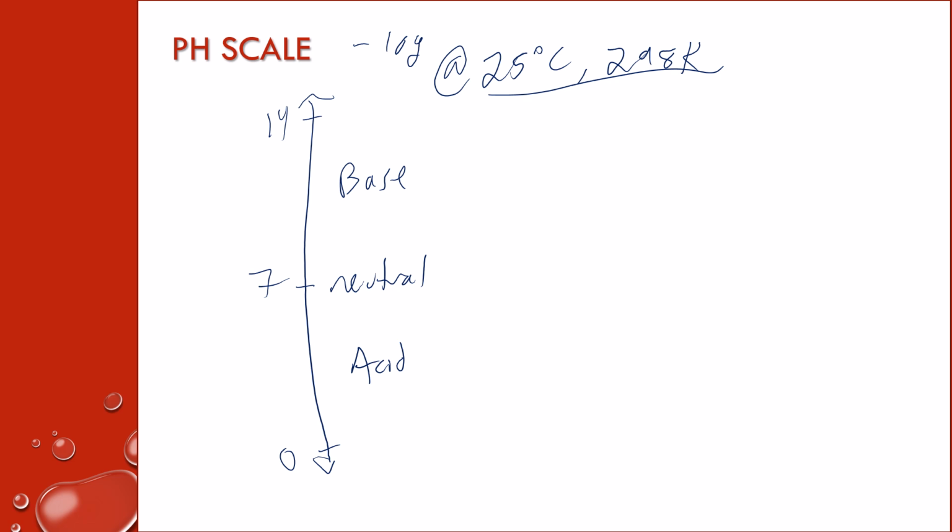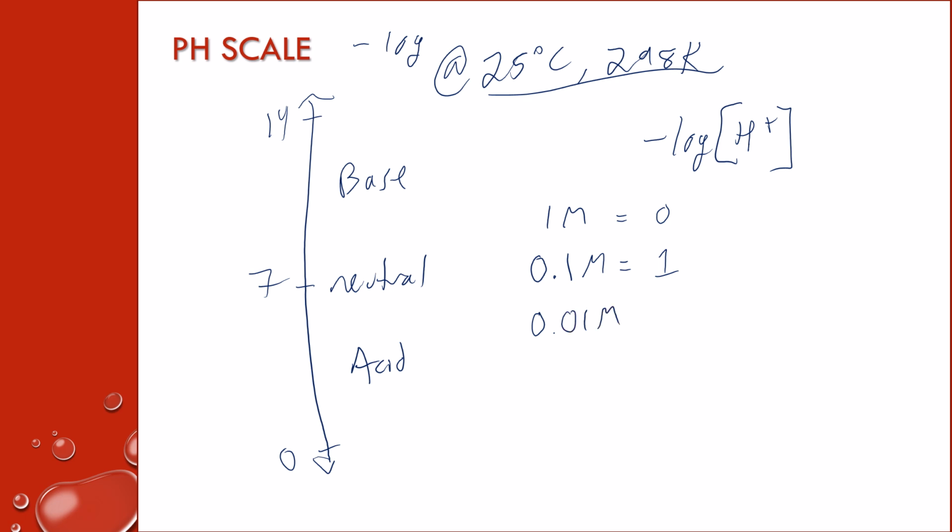Now, because it's a negative log scale, we take the negative log of the concentration of the hydrogen ions. Okay? That means if you have a concentration of 1 molar, and you take the negative log of that, you get 0. Okay, so negative log of 1 is 0. But then as I start getting smaller, if I have a 0.1 molar solution, and I take the negative log, that gives you a pH of 1. And so you can start to see a pattern.